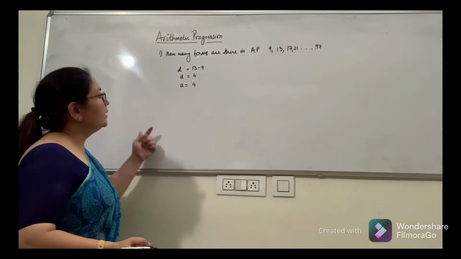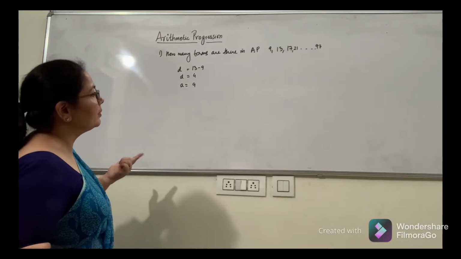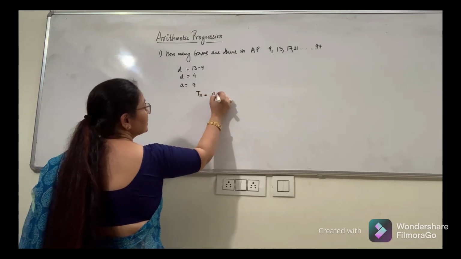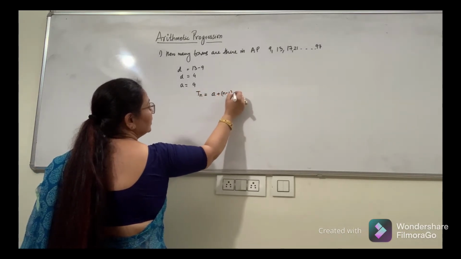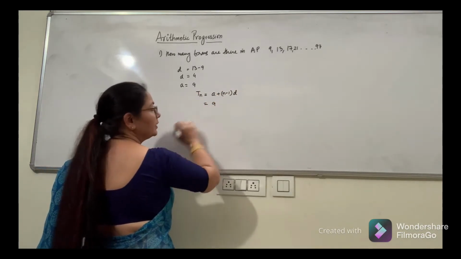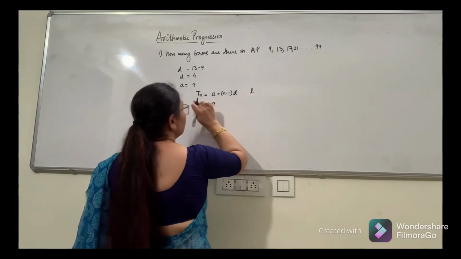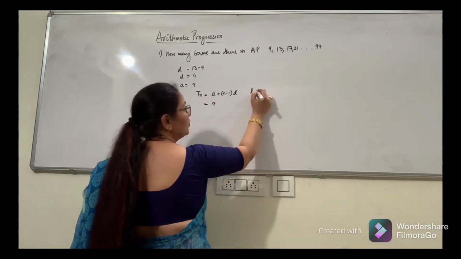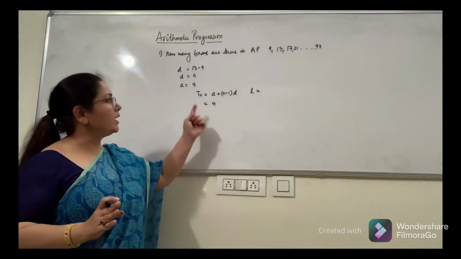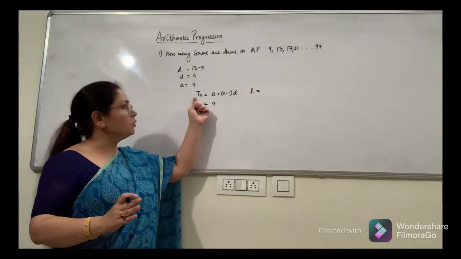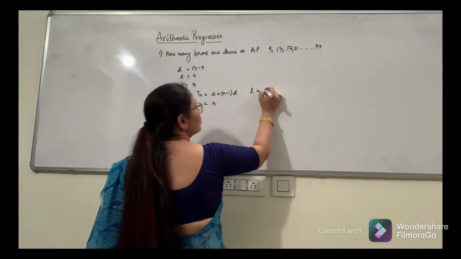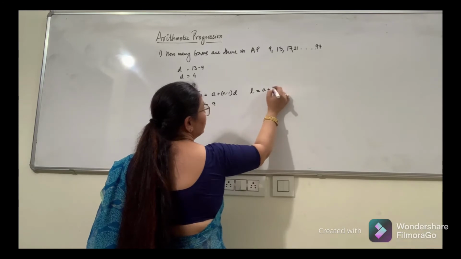Then, how many terms are there in the AP? What is the formula for the nth term? Tn is equal to a plus (n minus 1)d. A is 9. This formula can also be used with L in place of Tn, because this is the formula of the last term also. If we know the last term of a series, we can write L. I told you in the previous video that L is equal to a plus (n minus 1)d, same formula.